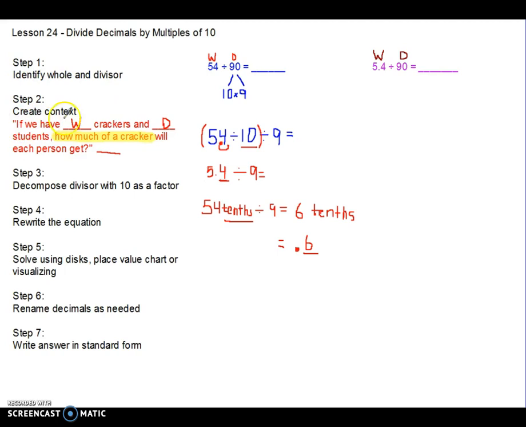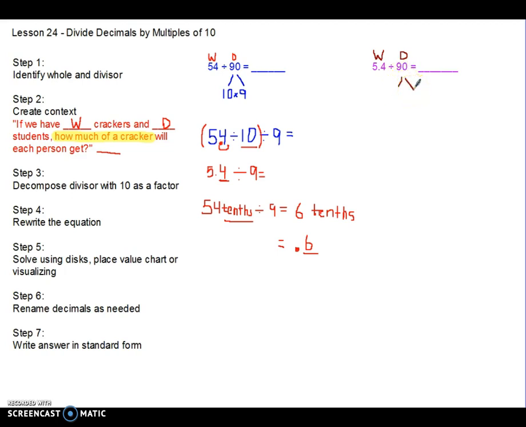Our context would be if we have 5.4 crackers and 90 students, how much of a cracker will each person get? And I might say to myself, wow, that's a lot of students and not a lot of crackers. So I know that each student isn't going to get very many crackers. So I can check my answer when I get there and make sure that it's a really small amount of a cracker.